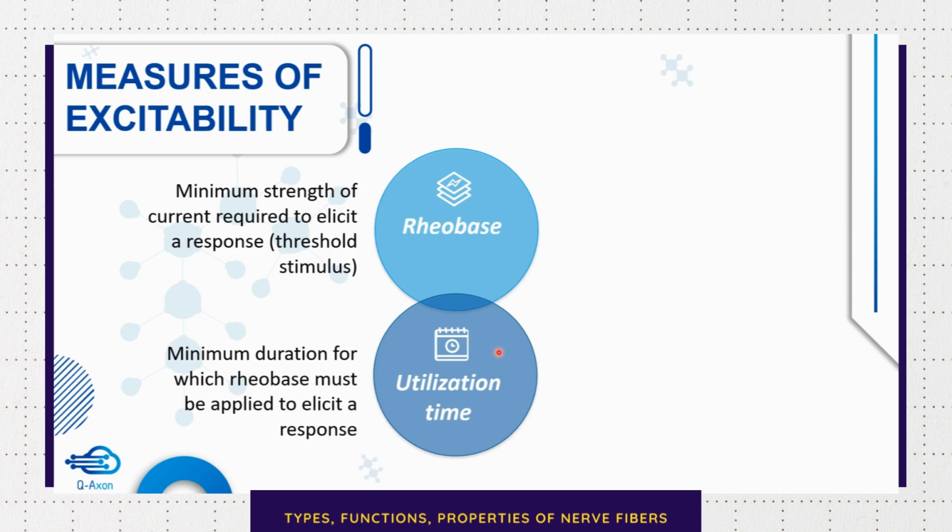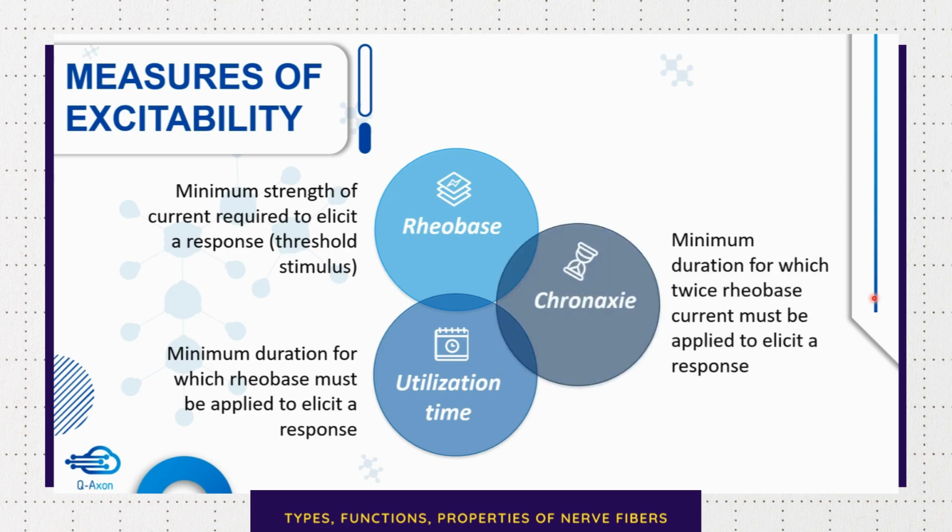Now in the laboratory setting, it is usually not very practical to apply rheobase because this is too small a current. So we generally apply a current whose strength is double the rheobase. Therefore, we define yet another term called chronaxy, which is also a measure of time. So chronaxy is defined as the minimum duration of time for which twice rheobase current must be applied in order to elicit a response. This is what we usually use, the chronaxy, as a measure of excitability.